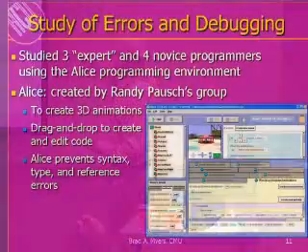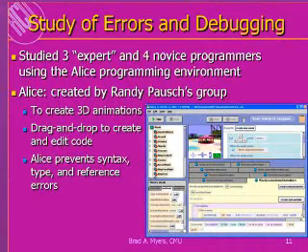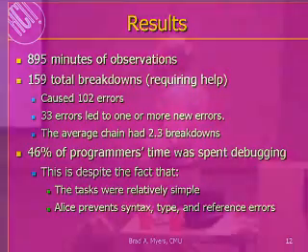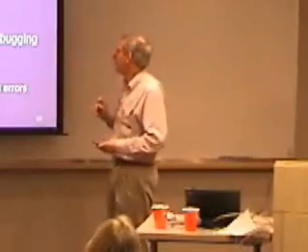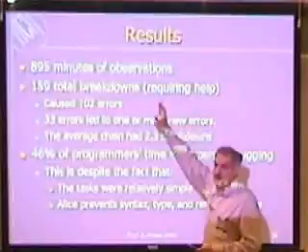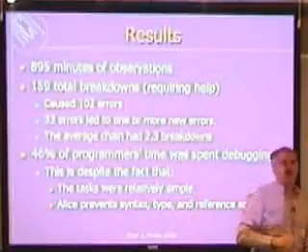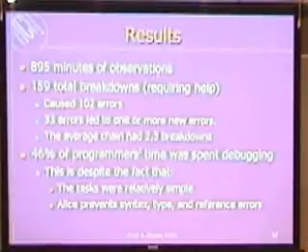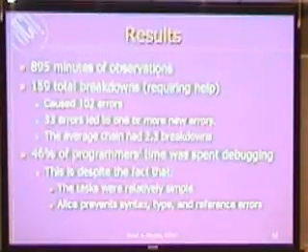So we studied, did we say what we studied? Oh, yeah, 3 experts and 4 novice programmers over the course of about a month, and almost 900 minutes of observations. And there were lots and lots of problems, as you might imagine, not very surprising. We defined breakdowns as situations where the programmer was confused about what happened. 102 of these caused errors. A lot of the errors went to more errors.